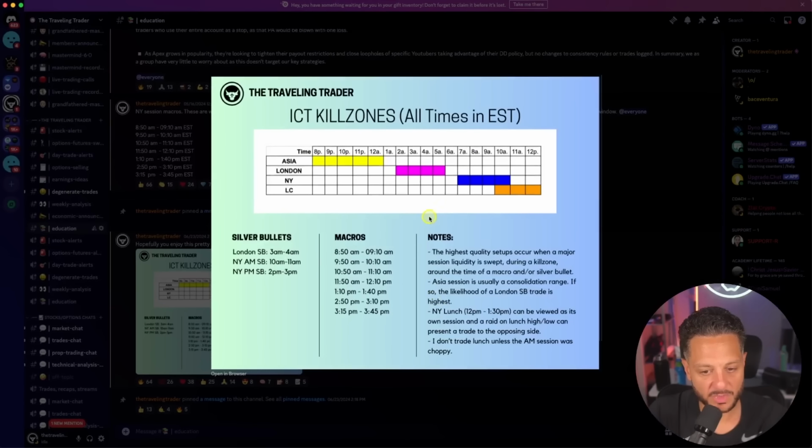So the goal is to be able to catch an optimal setup either during the silver bullet time window and/or right when the macro is about to hit. Now, it's important to note that it's not that between these macro time windows you're always going to get distribution. But if there is a trade setup, meaning we already have a liquidity sweep, which is the backbone of every trade setup, especially a major liquidity sweep above or below these major highs and lows, then during the macro time window, this algorithmic price distribution can help your setup if your draw on liquidity is identified correctly. I hope that makes sense.